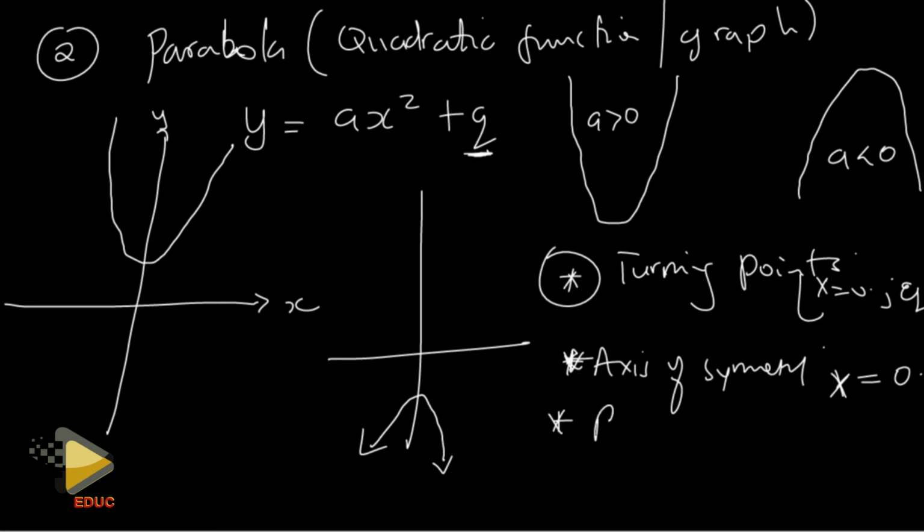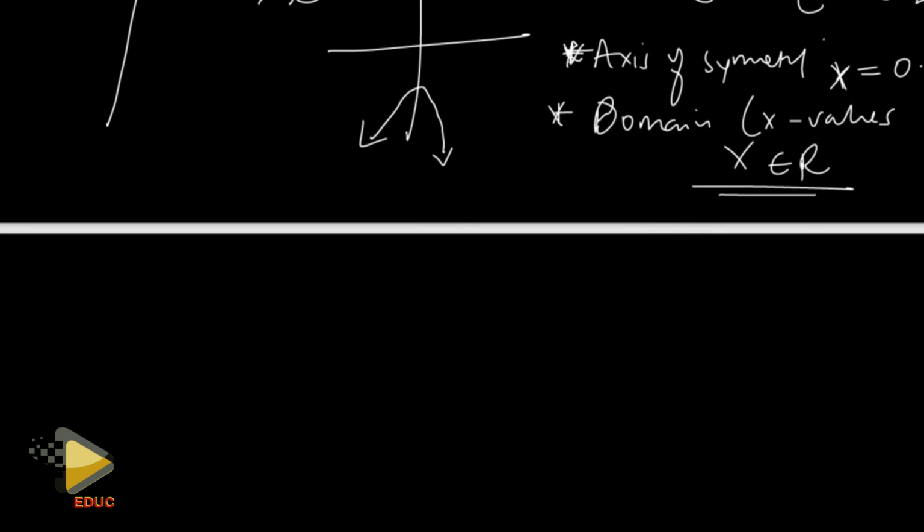We need what we call the domain. Okay, I'll start with the domain. So when you ask for domain, these are x values. Okay, and the domain of a parabola, x will always be an element of real numbers. Now, range. Okay, the range represents the y values.